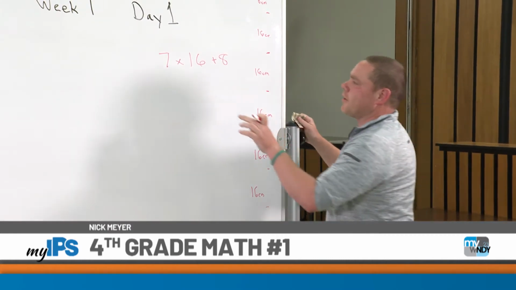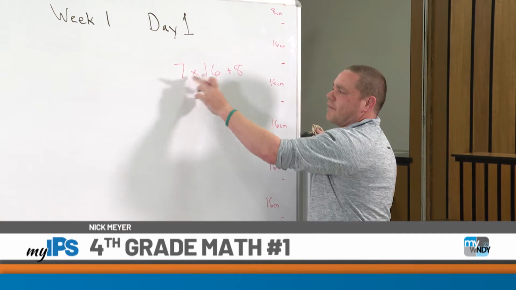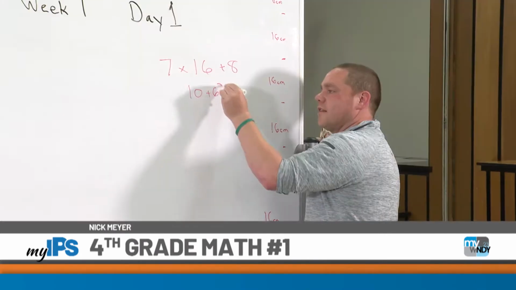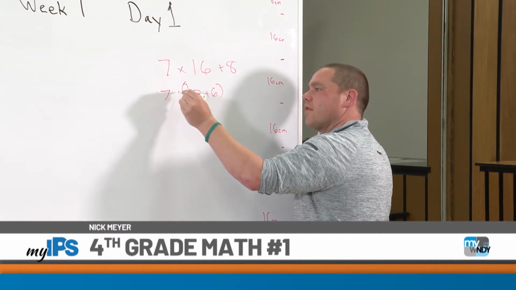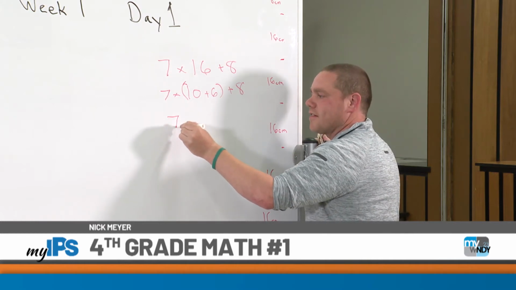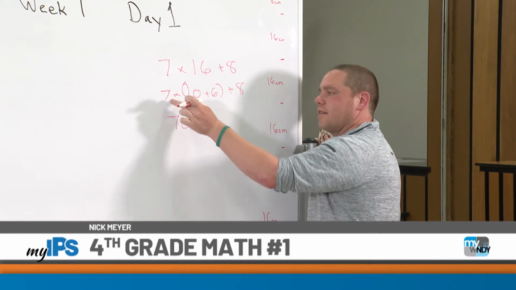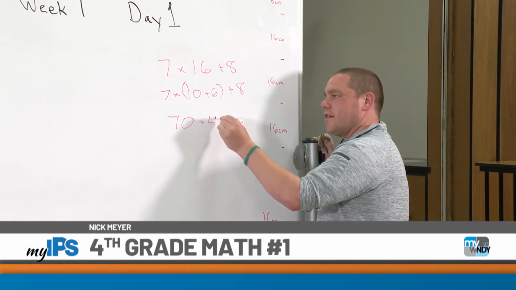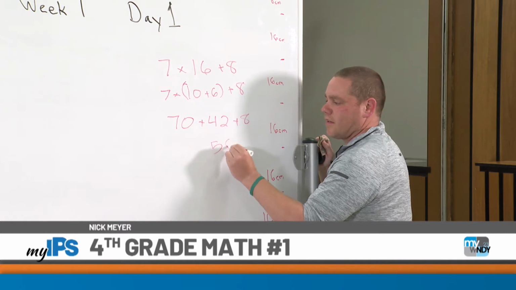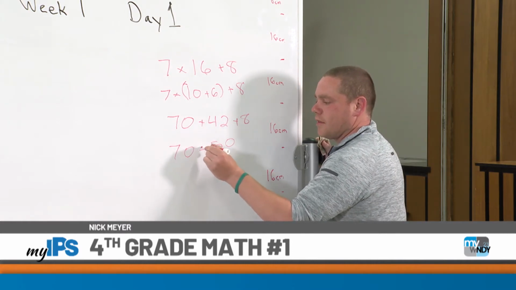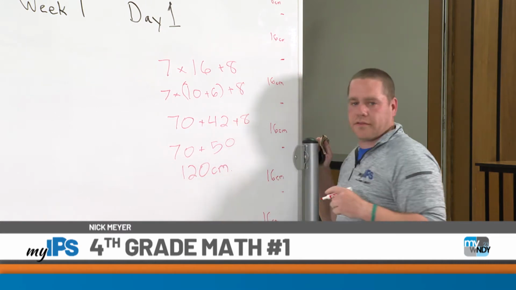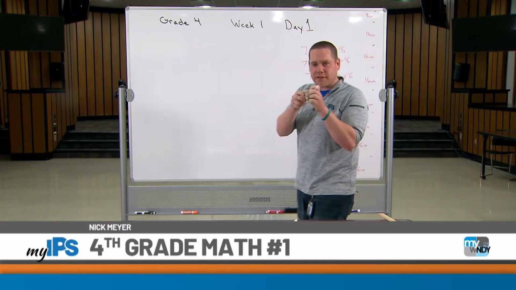All right, so I'm going to see if I can do this in my head. 7 times, I'm going to split up 16 into 10 and 6. So I know 7 times 10 is 70, plus 7 times 6 is 42, plus 8, 70 plus 50 is 120 centimeters. All of that measuring done with the dollar bill.